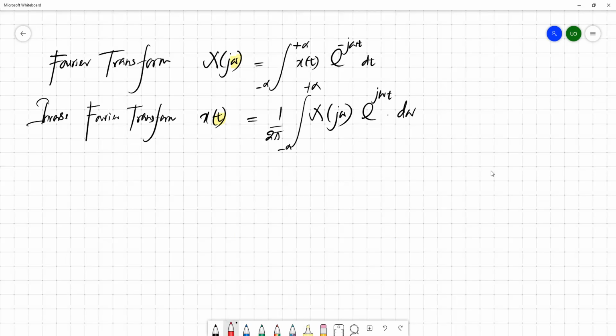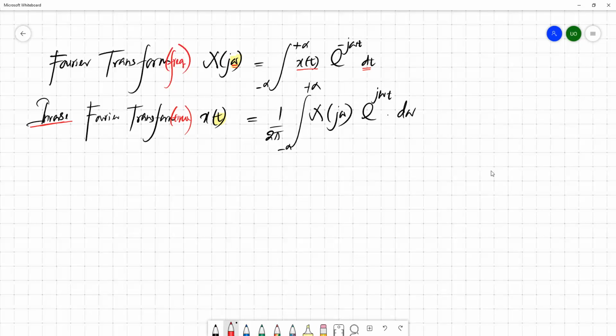So keep in mind, if you want to evaluate the Fourier transform, this is in the frequency domain. That's why we have omega here. You have to take the time domain function, multiply it with e to the power minus j omega t and integrate with respect to t. Then only do you have this output as a function of omega. And this is the inverse Fourier transform. Ultimately you'll get a time domain function.